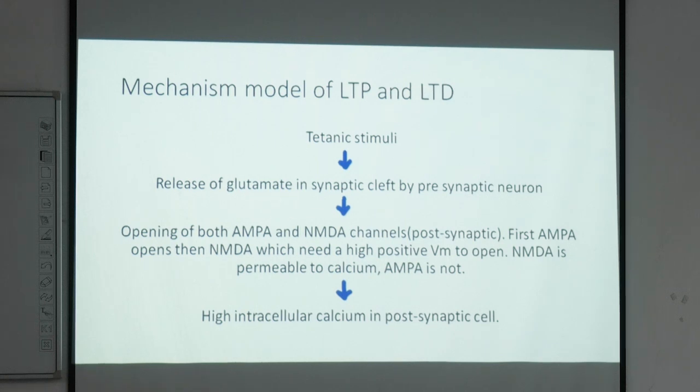Glutamate has two different types of receptor: the AMPA receptor and the NMDA receptor. Once glutamate is released, first there is opening of the AMPA channel, and second the NMDA channel, because the NMDA channel needs high depolarization. That is why only once the postsynaptic membrane is slightly depolarized do the NMDA channels open.